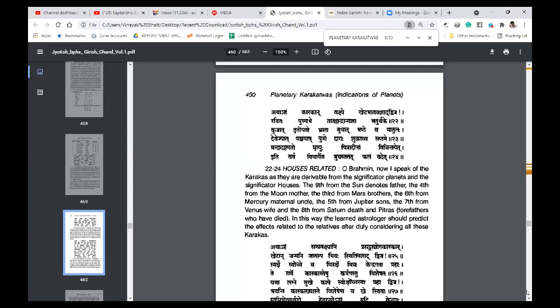Now, in this whole chapter, shloka number 22 to 24 is very important. You can read this shloka on screen, but I will also explain it. In this shloka, Parashara Rishi is saying, "O Brahmin, now I speak of the Karakas as they are derivable from the significator planets and that significator house." Now understand this part. This part is very important because this one part will help you from now onward for the prediction.